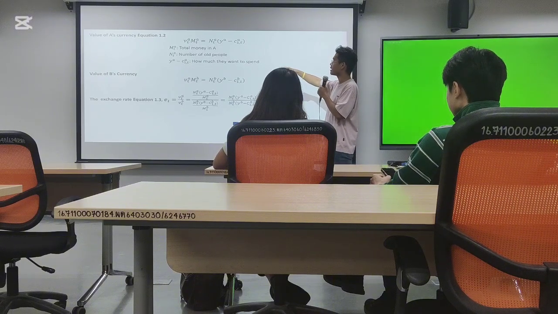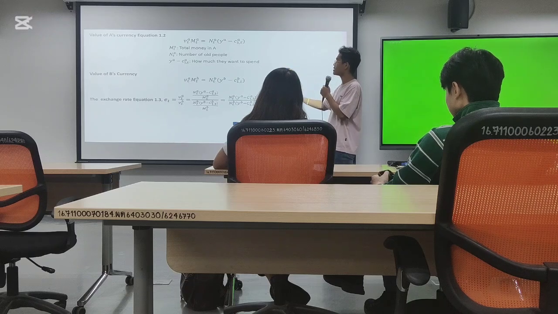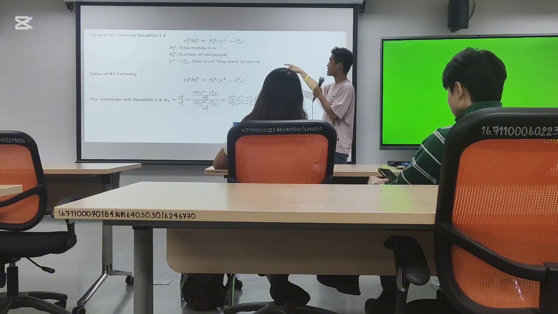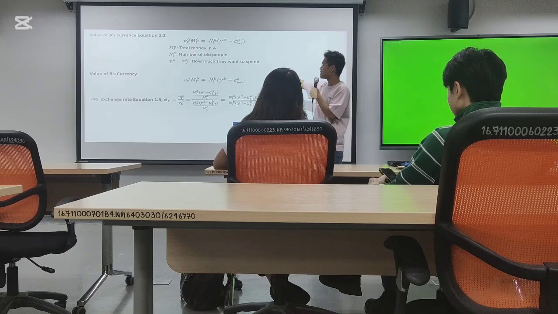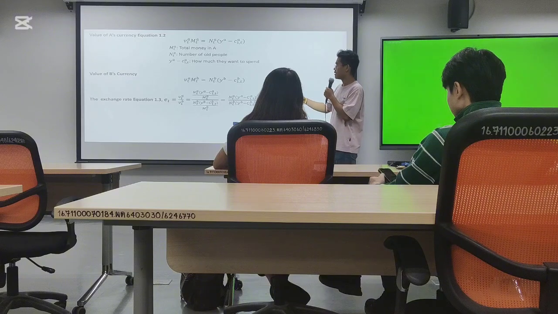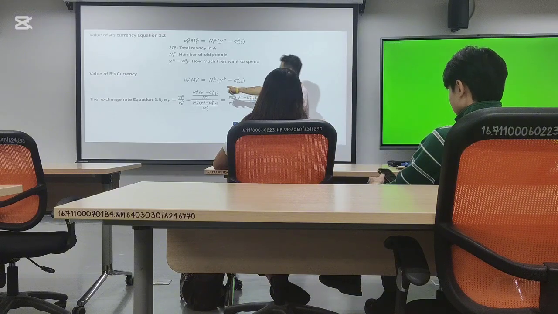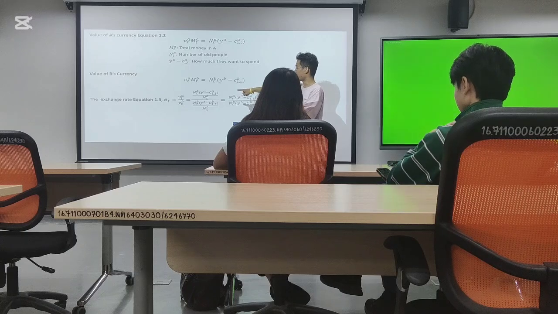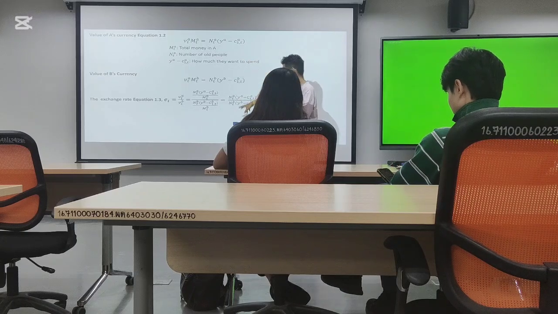So that is the money in A. NAT means the population. YA minus CA1T means how much people want to spend. B is the same for the B currency, the second country. So the exchange rate becomes like the previous exchange rate: ET is equal to VAT over VBT. So we simply manipulate it, and we get this equation.